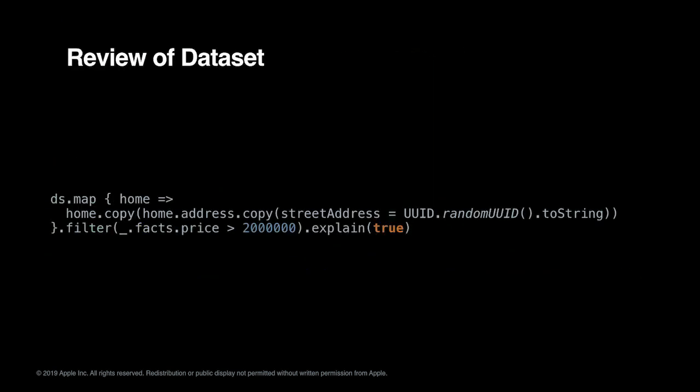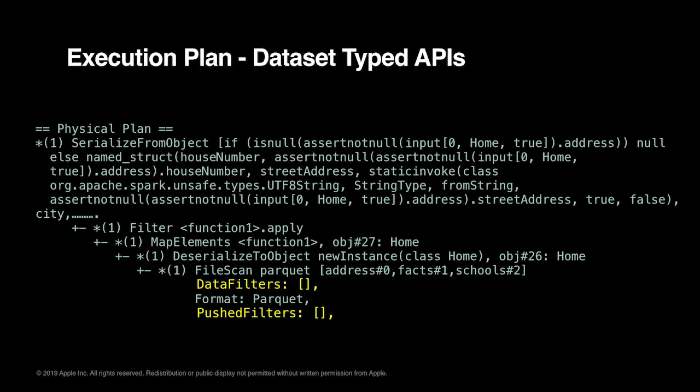And let's look at how a dataset works. This query is identical to what we did previously. We just use a dataset. We get a concrete object of Home, and then we replace the street address by the UUID, and then we do the filter later. It's identical to the previous DataFrame query. Although you may argue this looks simple and that you can have a concrete object more easily, let's look at the execution plan and see how Spark actually executes this code.